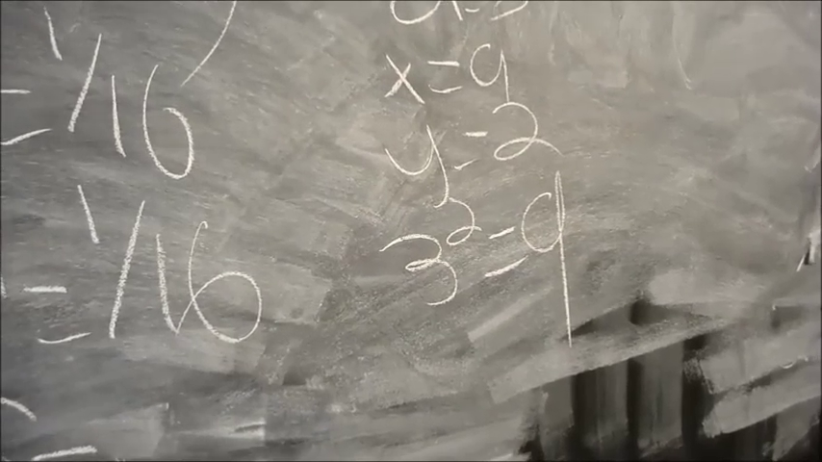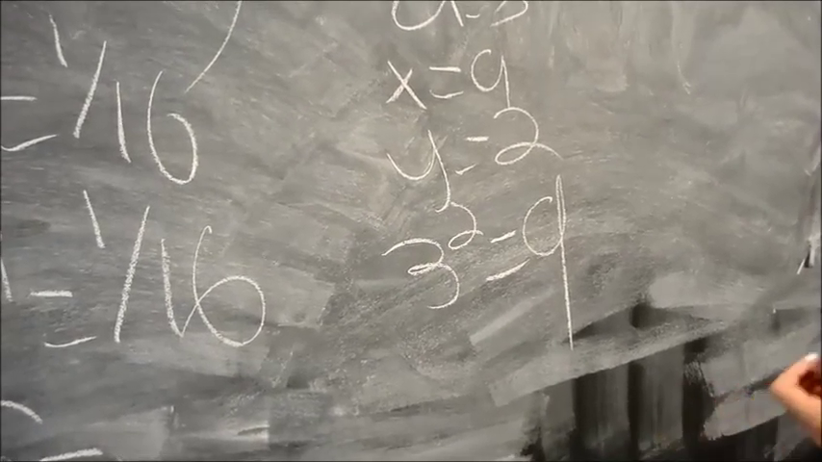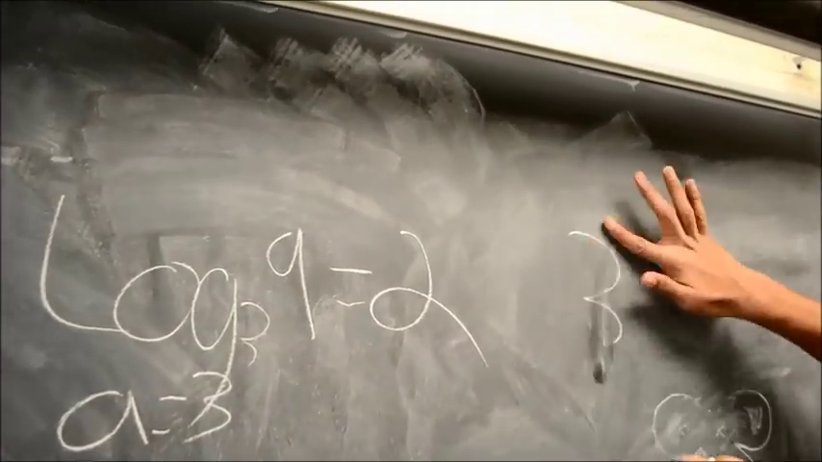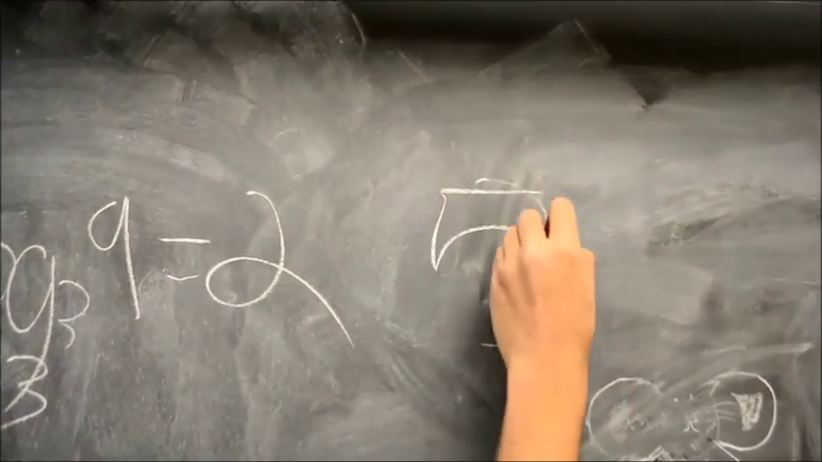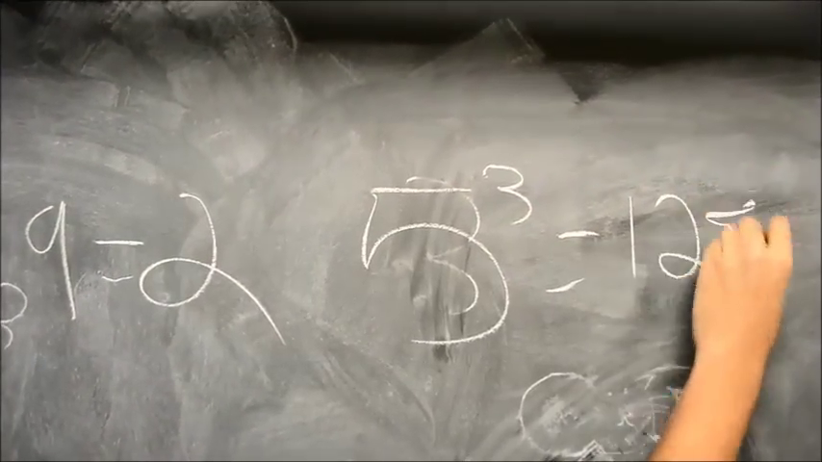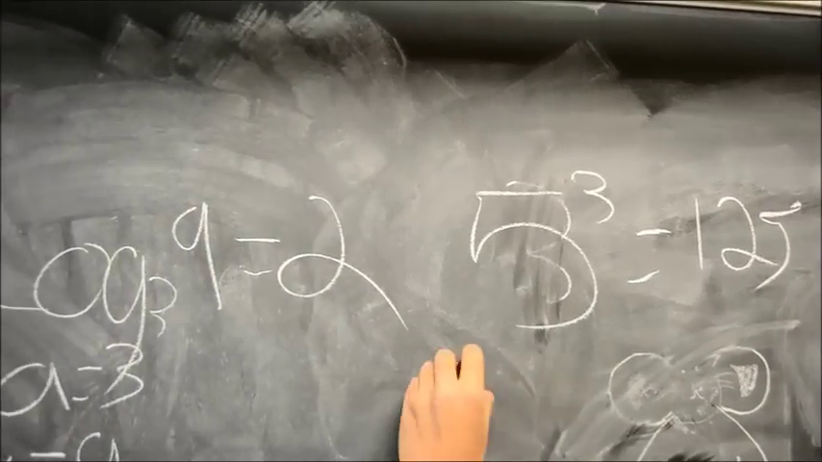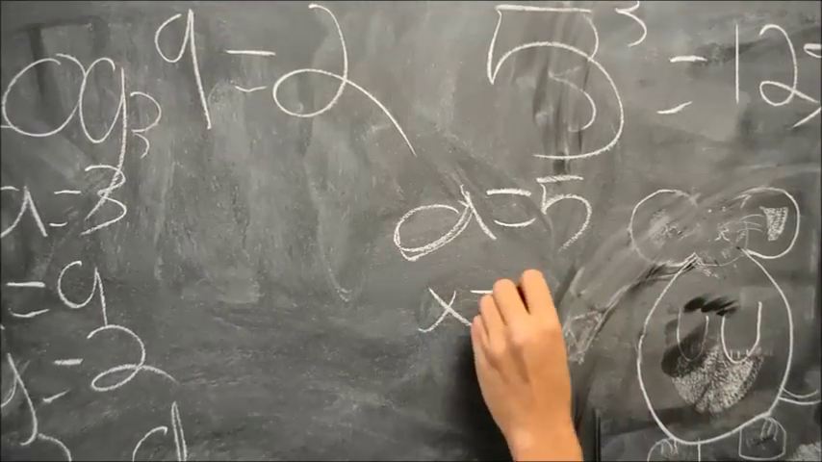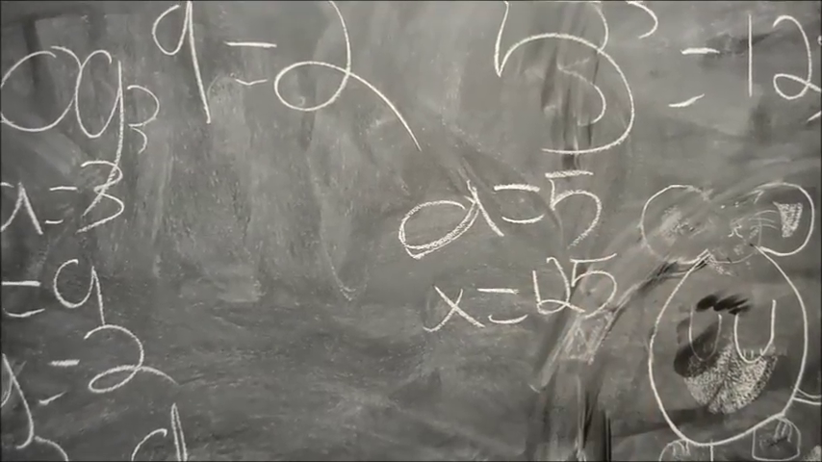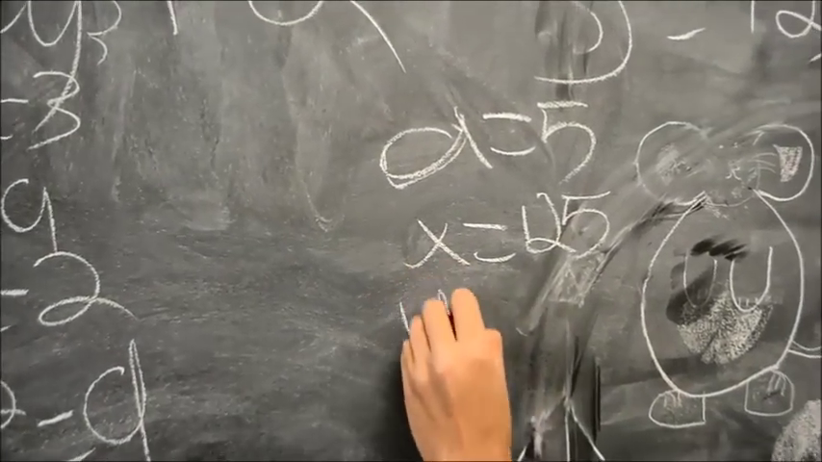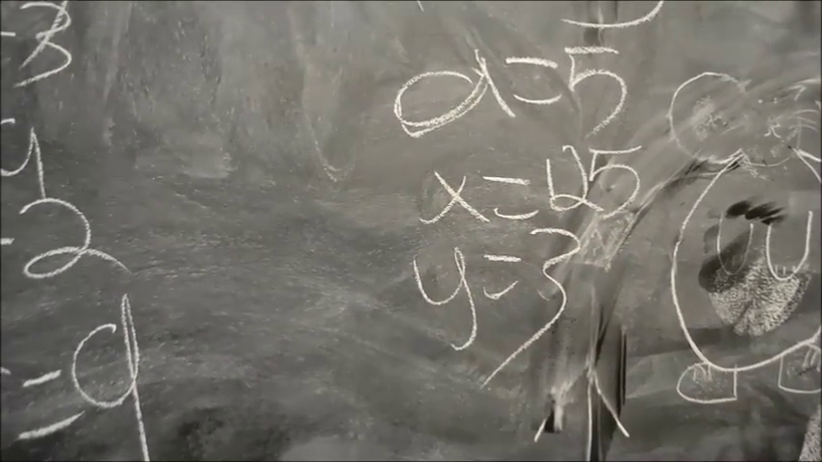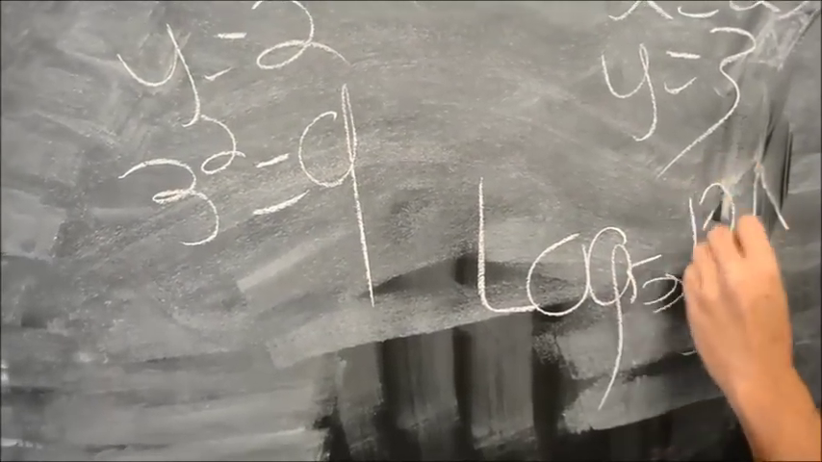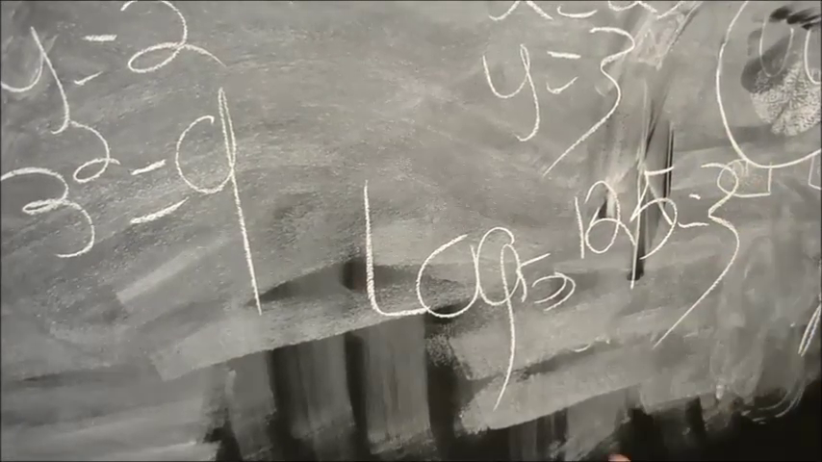And then if you want to convert exponential forms into log forms, let's try 5 cubed equals 125. So if you want to convert this, we'll again pretend that a equals 5, x equals 125, and y would equal 3. So in this case we could write it as log base 5 of 125 equals 3. There.